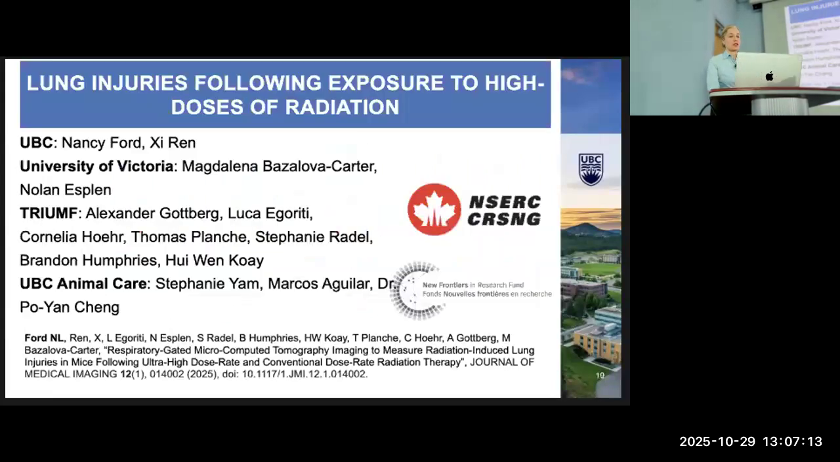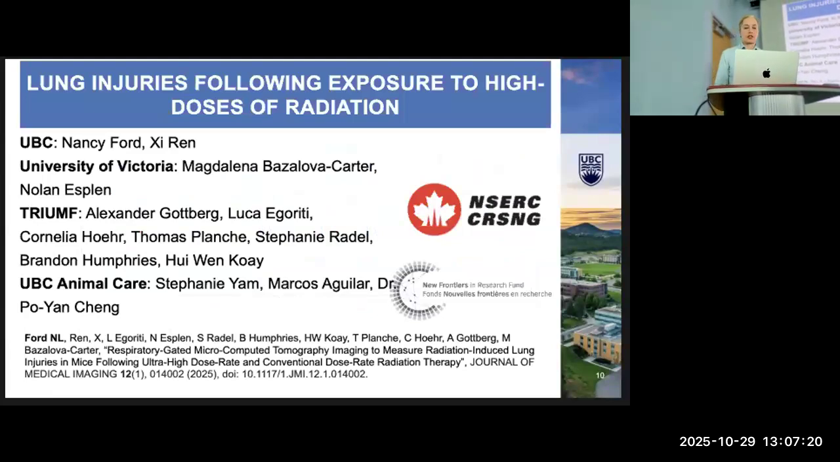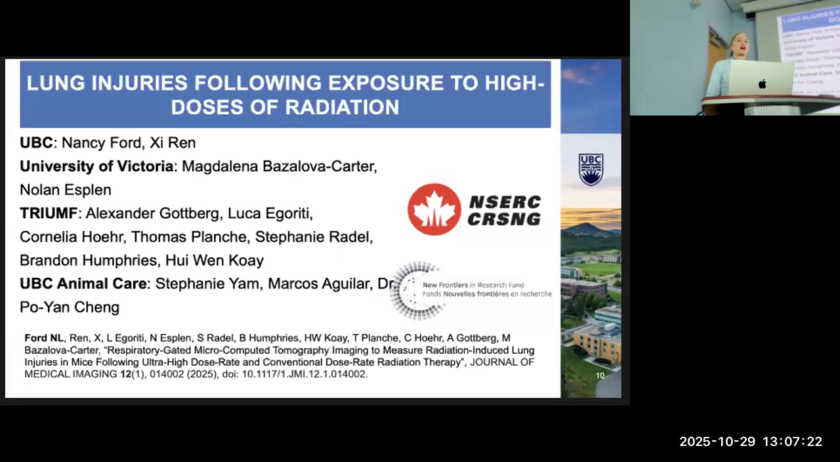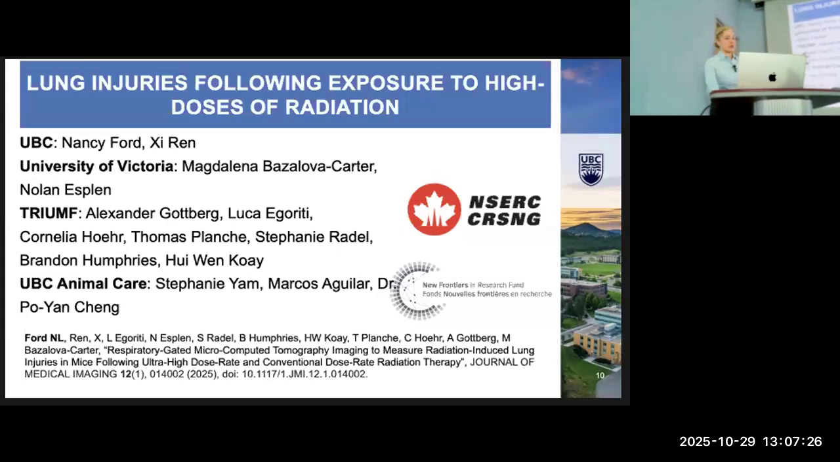So we use all of this to study models of lung injury. I'm going to give you 2 examples of lung injury studies that we've done. The first one is looking at lung injury following high doses of radiation. These are all of the people who worked on the project and the sources of funding.